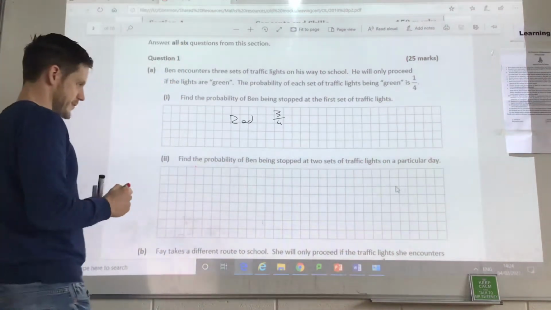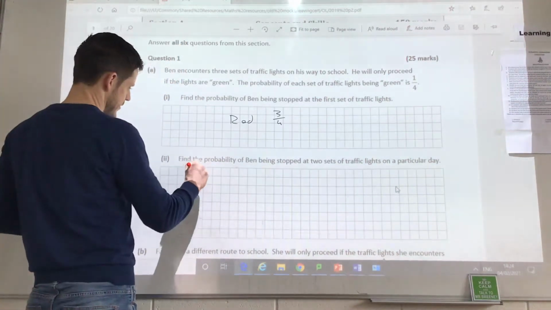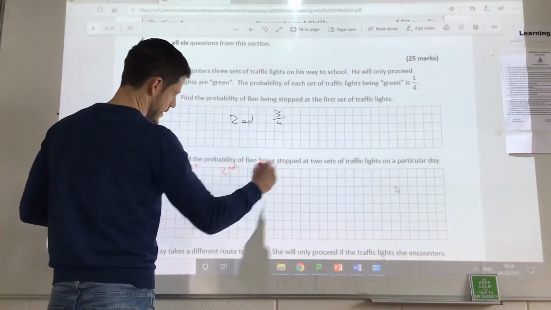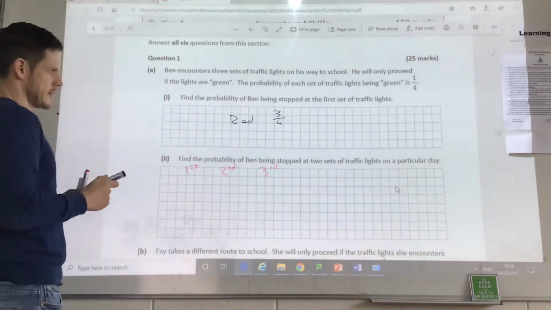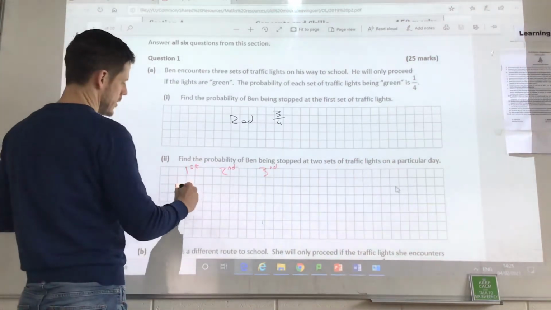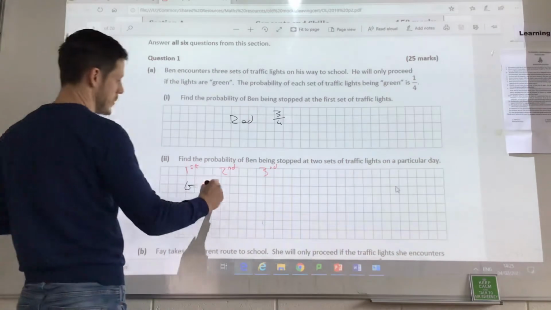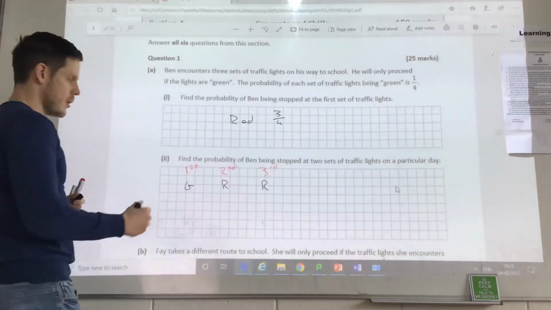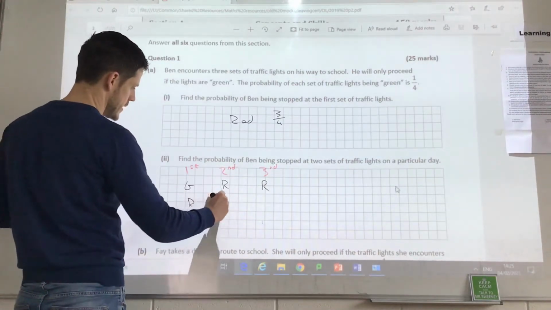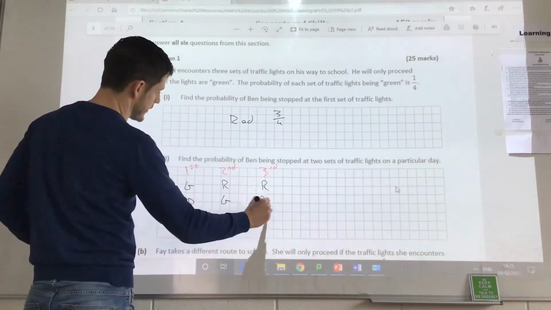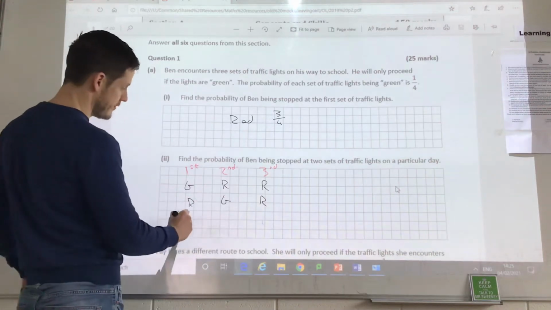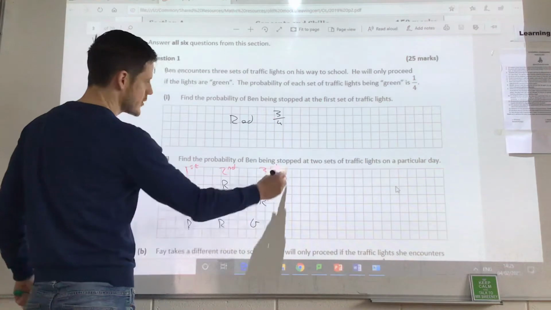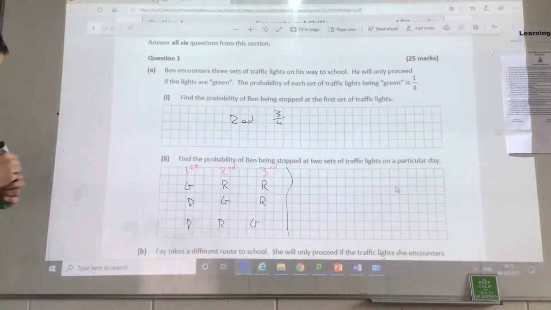Well, let's draw a section. So this is his first set of traffic lights, this is his second, and this is his third. So there are your 3 sets of traffic lights there. He could get green on the first one, but he could get red on the second and third. So he's stopped at 2 there. Or he could get red on his first one, he could go through the second one, but get red on the third. So he's stopped at 2 there. Or the final option is he could get red, red, and green. So there's 3 options there, and there's a couple of different approaches to answering this question.